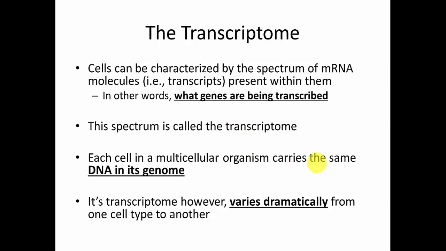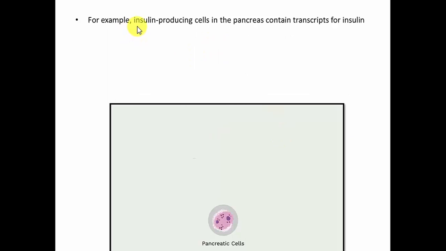So, for example, insulin-producing cells in the pancreas contain transcripts for insulin. So one of the characterizing features of your pancreatic cells is that they produce insulin. And I'm not taking you back into an anatomy or physiology lecture here, just speaking very broadly. As you may know, it's a little bit more specific than that. Some of the islet cells help produce insulin, specifically some of the beta cells. But in general, the pancreatic cells are making insulin.